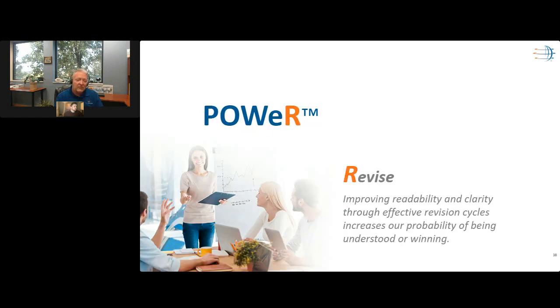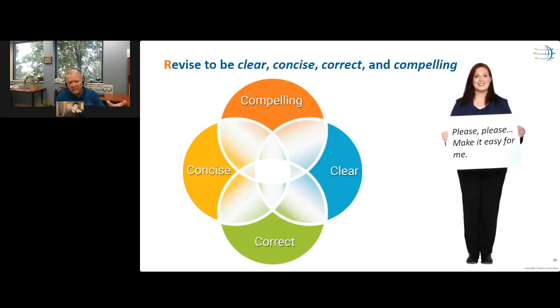Okay, the final letter, revise, the R in power. The goal here, we're trying to improve readability. This is where visible thread can really come in and be very, very helpful. Other tools as well. We're looking for clarity here. Use the review cycles. This has been mentioned, if you need a way to try and remember what we're reviewing for, call it the 4 C's. We want to be clear, we want to be concise, we want to be correct, and we want to be compelling. Don't make the customer dig for every single answer to every requirement. Clear, concise, correct, and compelling.